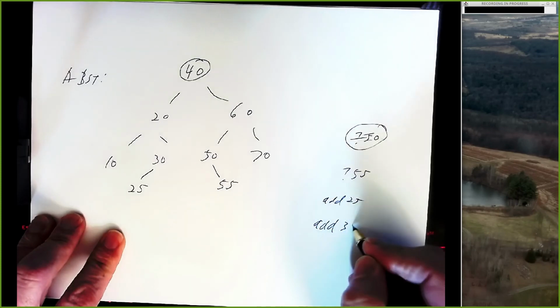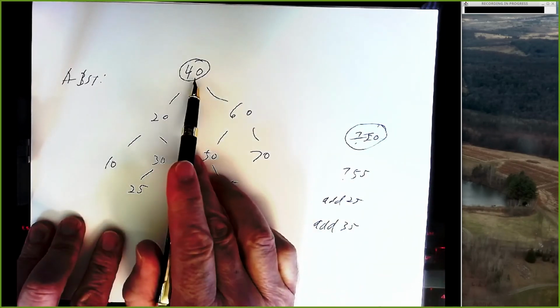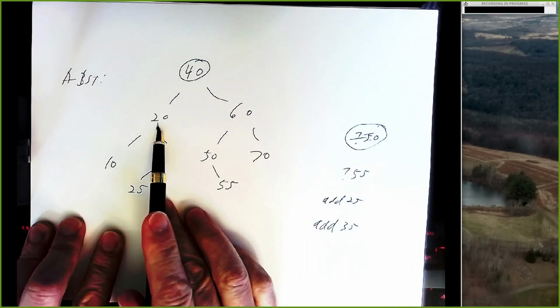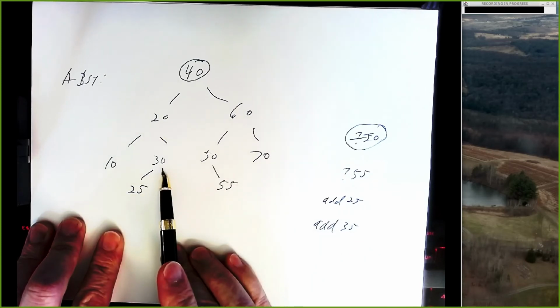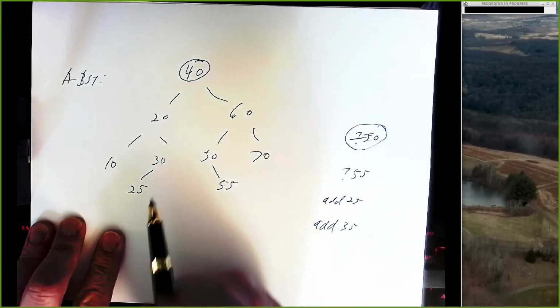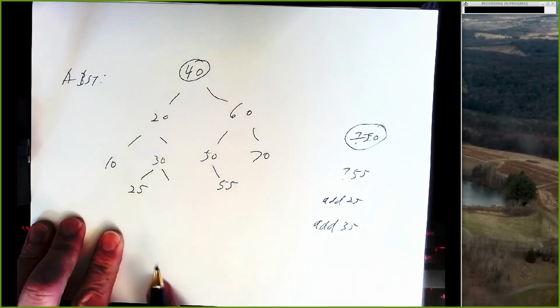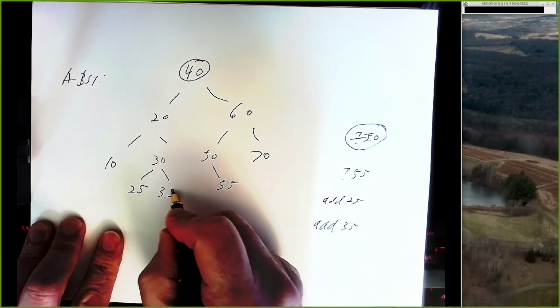If I want to add a 35, start at the root, 35 is smaller, there's a 20, 35 is bigger, there's a 30, 35 is bigger than that, so I should go to the right, but there's nothing to the right, that's where I'm going to put my 35.